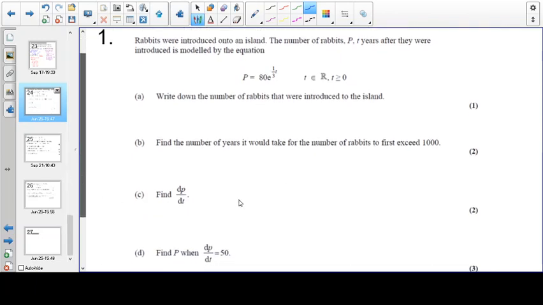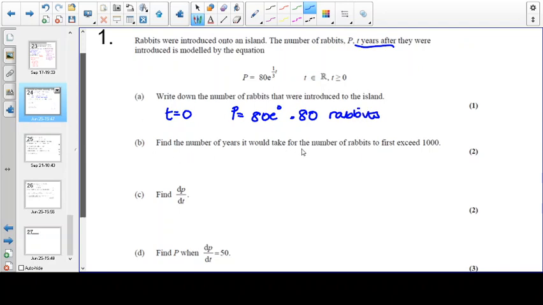Rabbits were introduced onto an island. The number of rabbits t years after they were introduced is modelled by p equals 80 e to the third t, where t is greater than or equal to 0. That's just because t is time and we can't have a negative time. Write down the number of rabbits that were introduced to the island. Well, if t is the years after they were introduced, then when they were introduced, t is 0. So p is going to be 80 e to the 0, which is 80. So there's 80 rabbits.